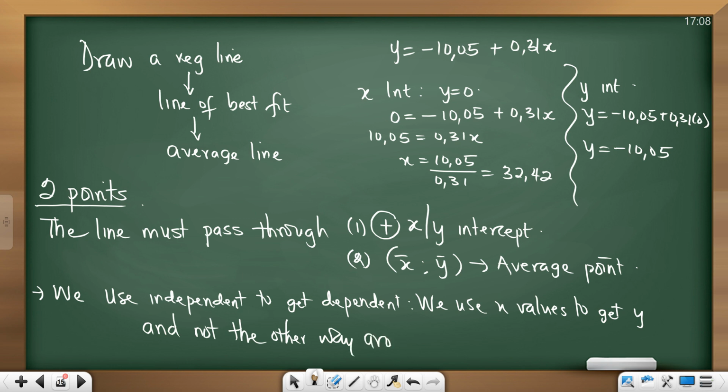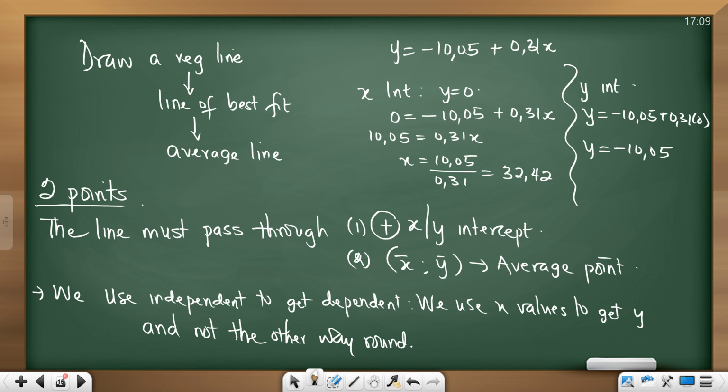Not the other way round. Guys, we don't use y to get x in this equation. We use x to get y. Please note, in life science or physics or whatnot, you cannot use the dependent to get the independent. We only use the independent to get the dependent.